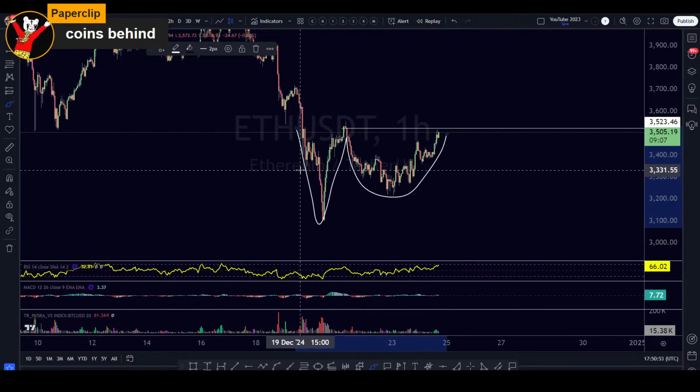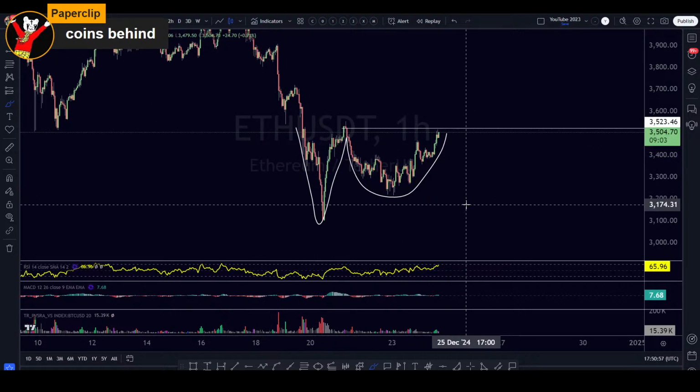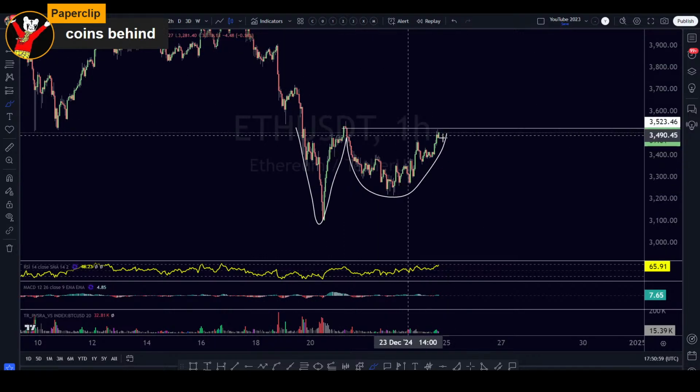I mean, you could say that. I prefer my atom to be like this. It is what it is. The main thing to know is that this is the neckline, and this is where it needs to cross.